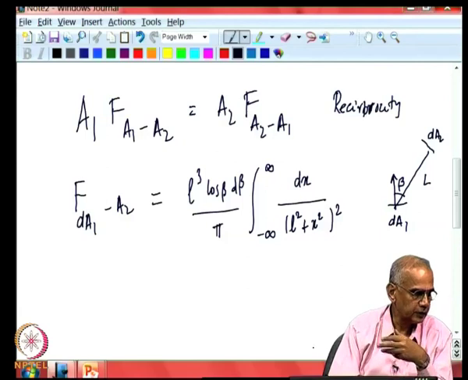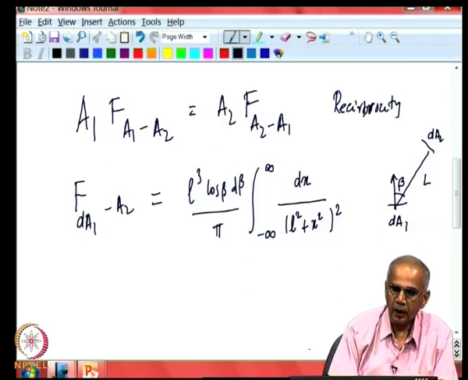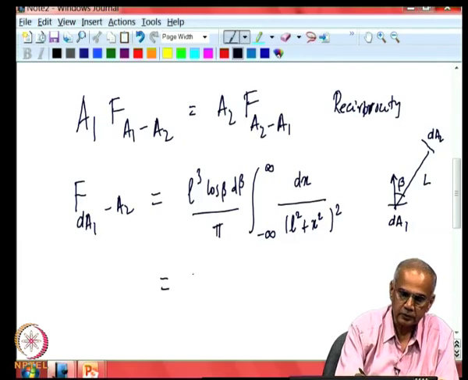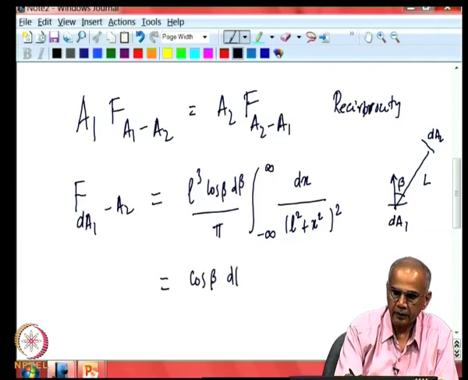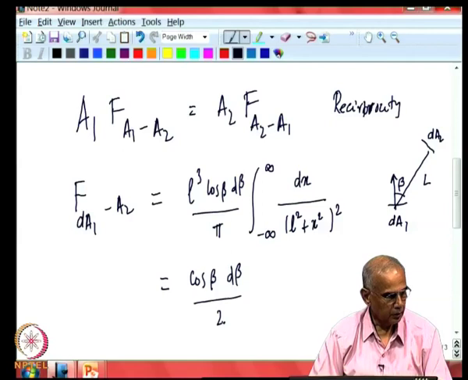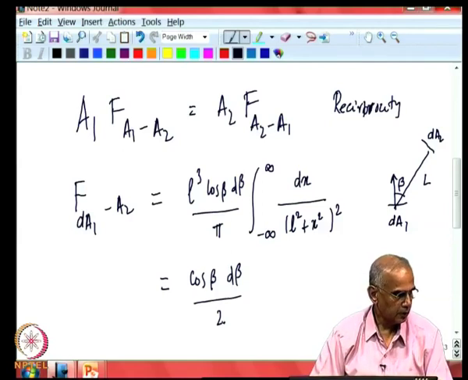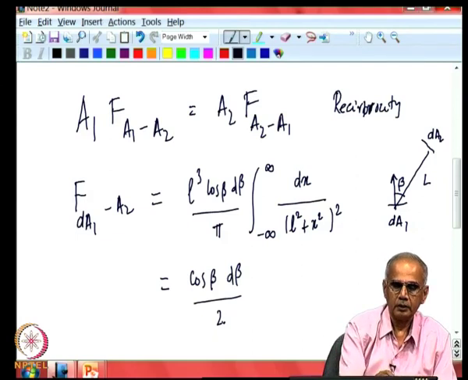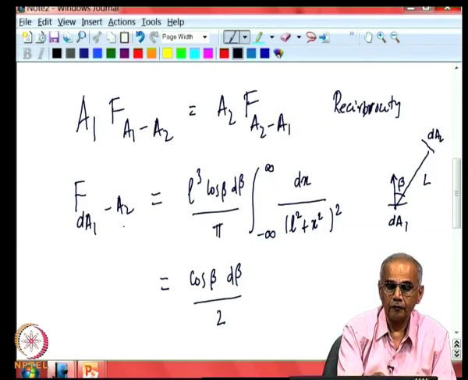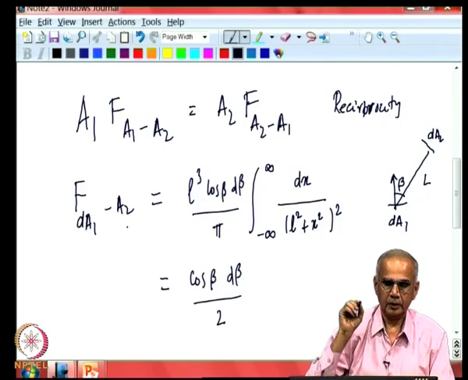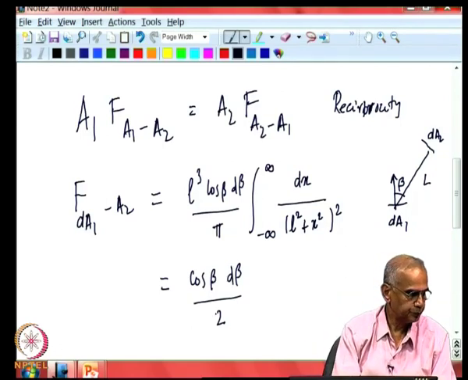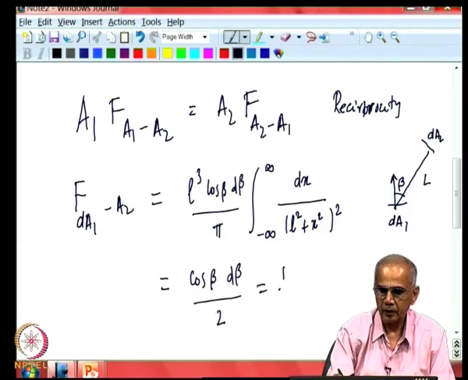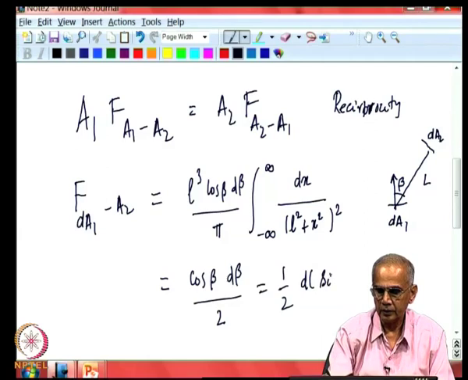Now, all of you can do the integration, that is fairly straightforward, and you will get this answer as cos beta d beta by 2. So, this is a very simple result indicating that the geometric factor between the element dA1 and a finite area A2, which is the strip, is nothing but cos beta d beta by 2. It can also be written as half of d sin beta.